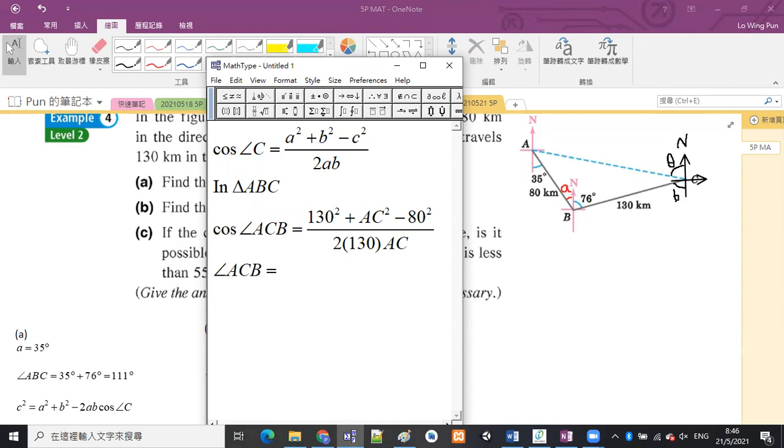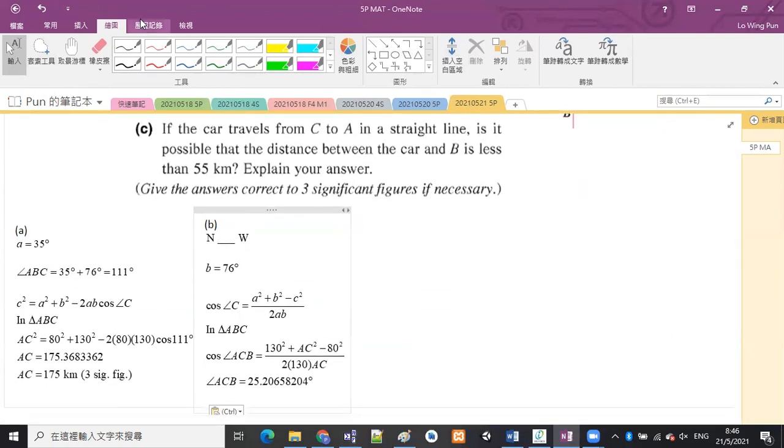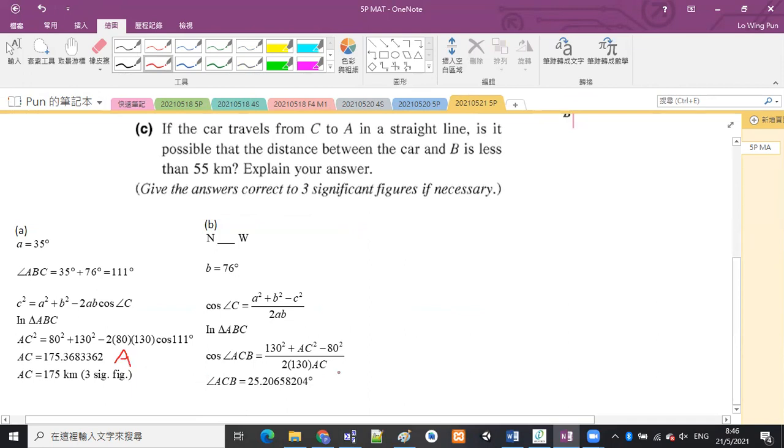So 130 squared plus memory A squared minus 80 squared. Enter, and then divide by 2 times 130 times memory A. Enter, and then shift cosine. That should be 25.20658204 degrees. Okay? And this is not the final answer, so I need to save this to memory B. So this is memory A, and this is memory B.